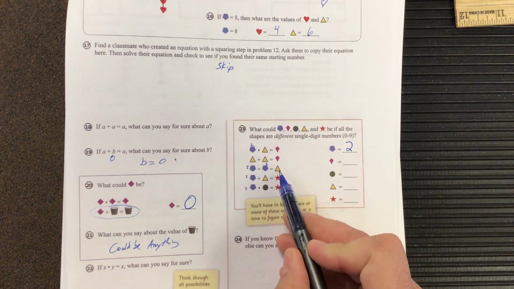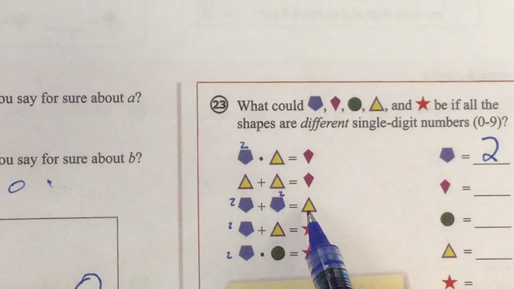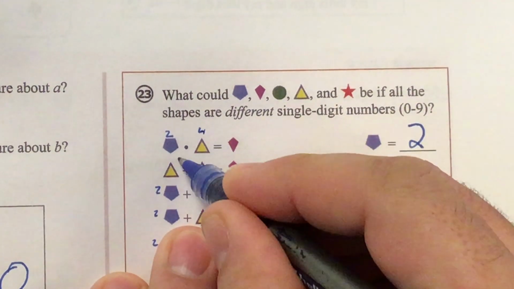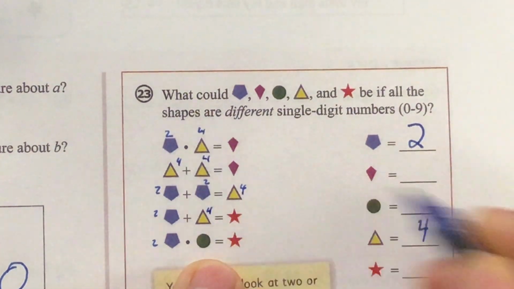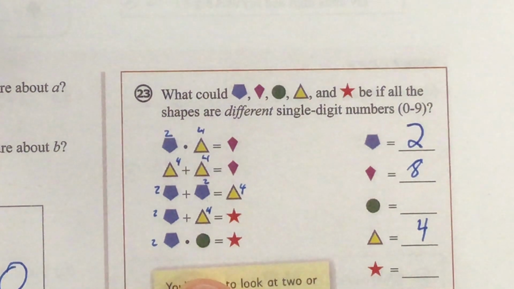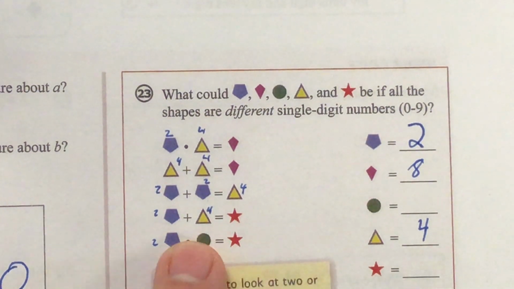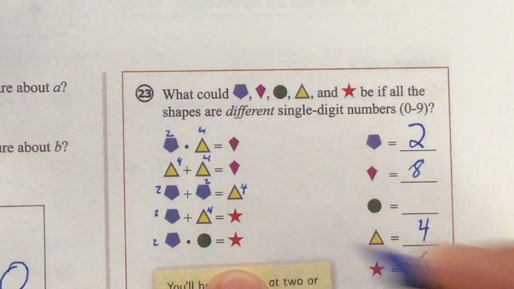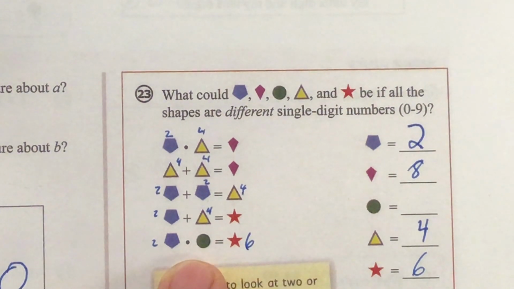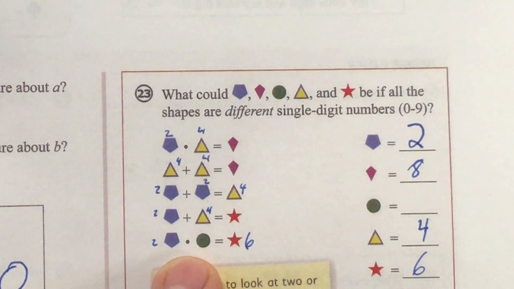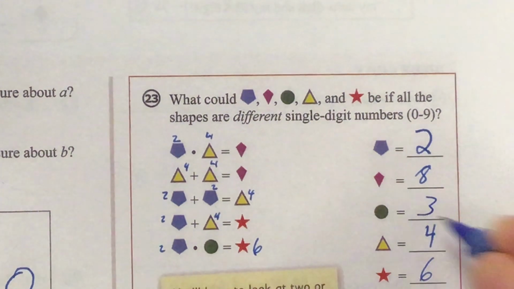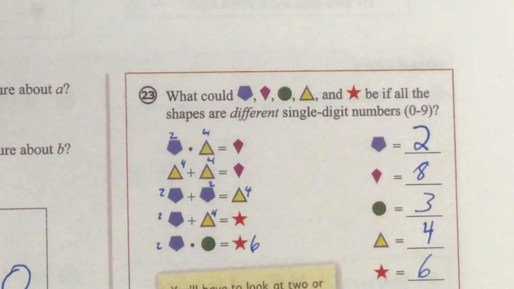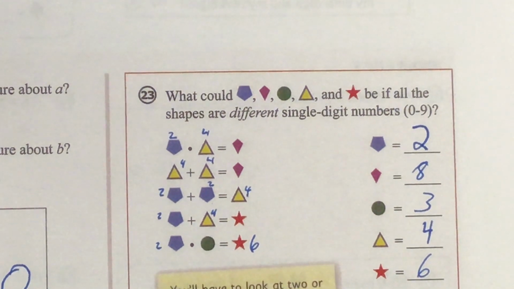So it looks like the next one you could get is a triangle. It will be 4. Diamond would be 8. Star would be 6. And that leaves a green circle on the bottom. It will be 3. They're all different single-digit numbers. It worked.